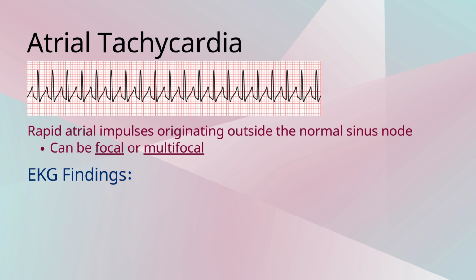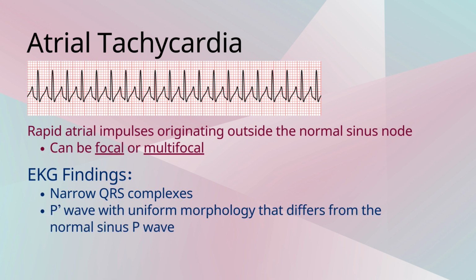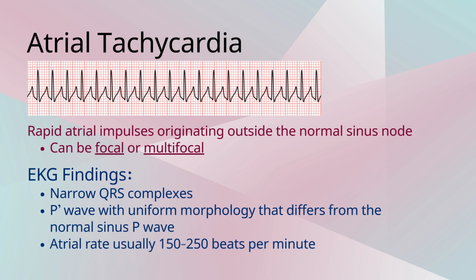So first, the QRS complexes are going to be narrow because the arrhythmia is supraventricular. The ventricles are still being activated though through the normal His-Purkinje system. Second, you'll notice a P prime wave. That's a P wave that looks different from a normal sinus P wave. It has a uniform but abnormal morphology since impulses are coming from an ectopic atrial focus rather than the SA node. And third, the atrial rate is usually between 150 to 250 beats per minute. This rapid atrial firing drives the rhythm. However, the ventricular rate may be slower depending on AV node conduction.